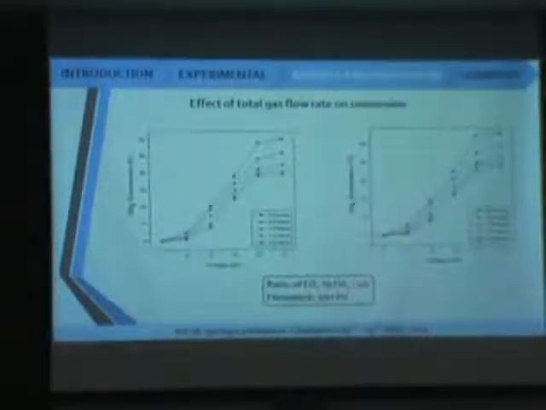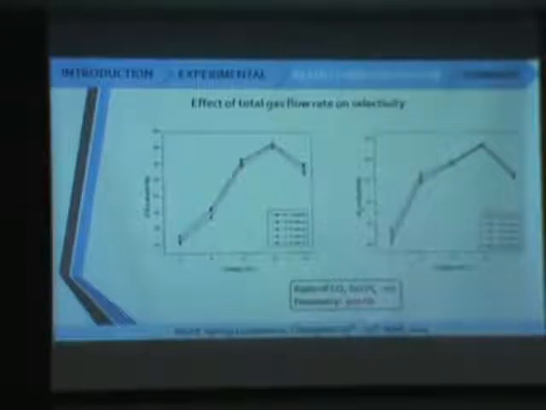In another case, we change the total flow rate from 0.3 liter per minute to 1.6 liter per minute, and with the increase in total flow rate, the conversion of carbon dioxide and CH4 is decreased. But the selectivity of carbon monoxide and hydrogen is almost stable.